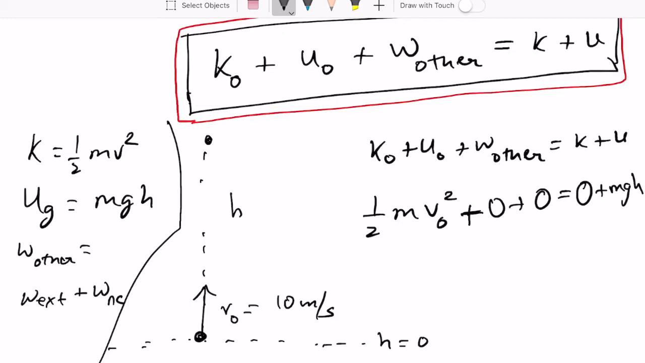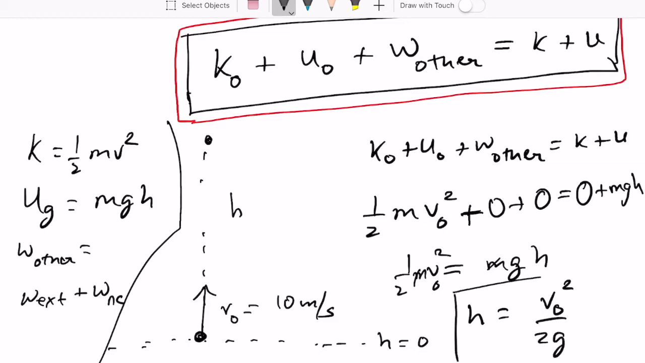And we have this nifty equation, 1/2 mv0 squared is equal to mgh. The m cancels out and you can solve for h. h is just going to be v0 squared divided by 2g. And this is exactly the same answer that you would have obtained if you used kinematics. But you can see that it's so much easier to use the energy conservation equation.